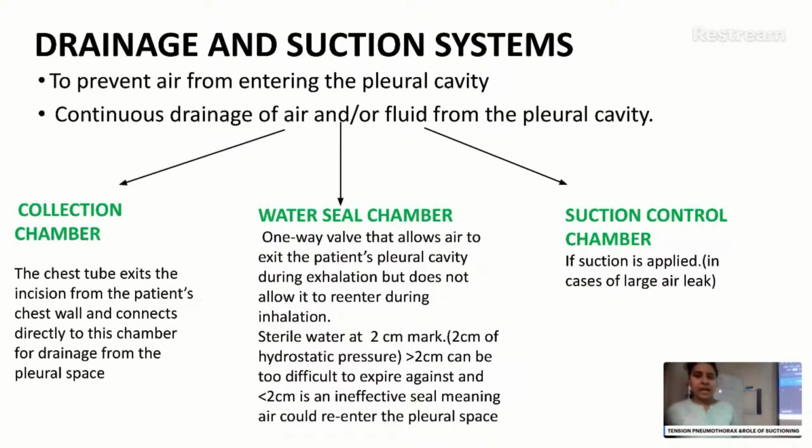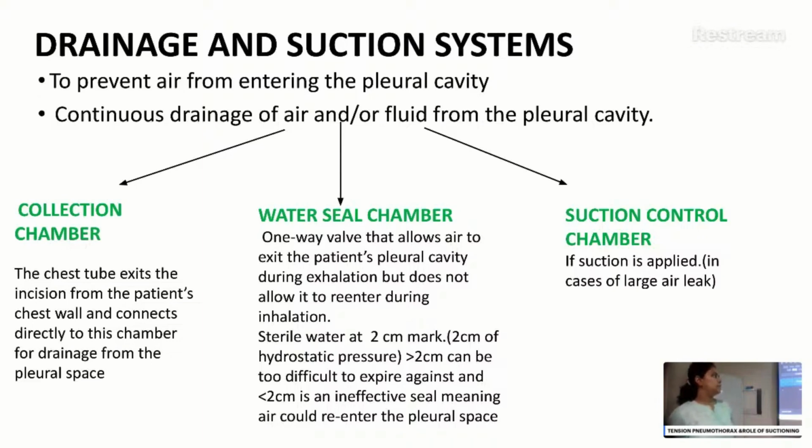Now, we have placed the ICD. Now, there are different methods of draining the pleural air through the ICD. For that, we have different kinds of drainage systems and different kinds of suction systems. The drainage systems that are available generally have three chambers. First is the collection chamber, which will exit from the patient's chest incision and connect to the drainage, and get connected to this collection chamber from the pleural space.